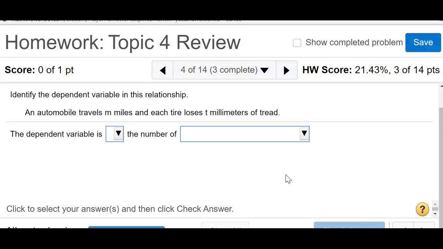Fantastic. All right, we're identifying the dependent variable in this question. An automobile travels n miles, and each tire loses t millimeters of thread. The dependent variable is m or t. Go ahead and think about the question. Then the dependent variable. I see some m's and t's. Talk to your neighbor.